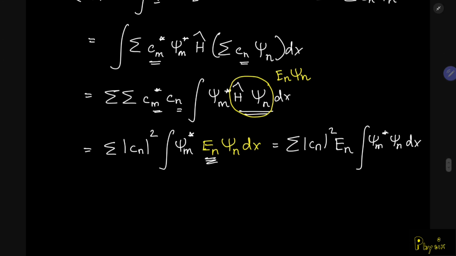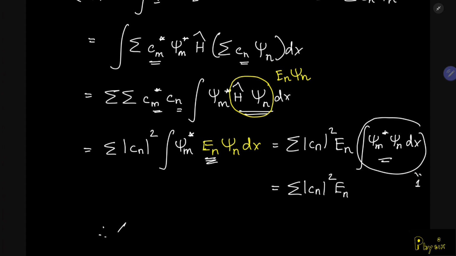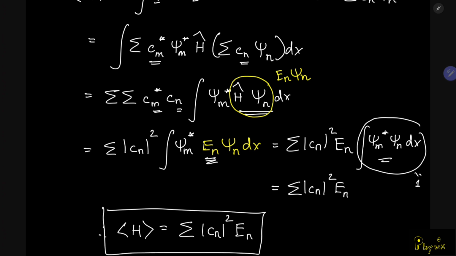All right, and recall that this has the form of the Kronecker delta function. So recalling that, we can write this entire thing down as the summation of |c_n| squared E_n times 1, because this entire term is 1. And so basically we have that the mean value of h, or the expectation value of the Hamiltonian, is basically the summation of |c_n| squared times E_n. And yep, that is all.